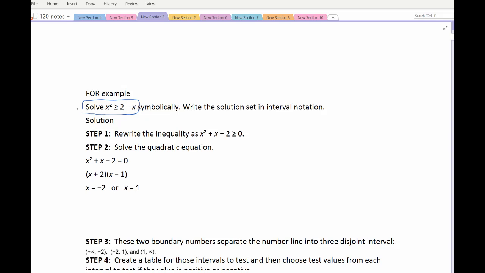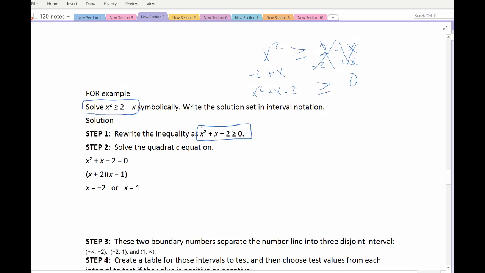First thing we have to do is rewrite that. We started out with x squared greater than or equal to 2 minus x, and what they did is move both of those over. They subtracted the 2 and added the x, and then wrote them in the right order: x squared plus x minus 2. Over here those zero out, so we're left with x squared plus x minus 2 greater than or equal to 0. This is what we're going to solve.